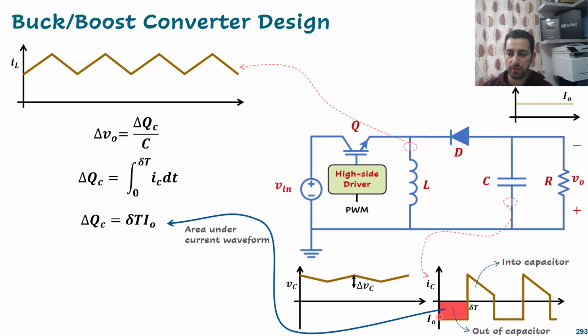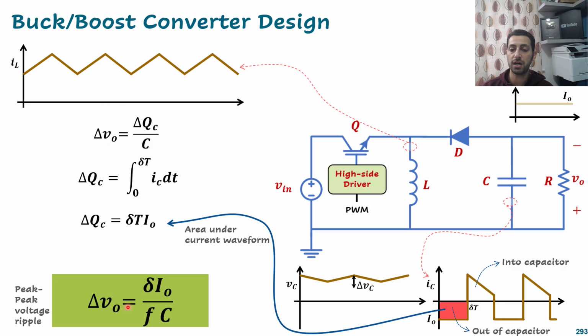The distance between there and there is I output. The distance between that point and that point is delta t, and that's why this is the area: delta t multiplied by I output. I can use that equation to compute delta V output, which is delta t times I output divided by C, or I output divided by FC. So if we increase the frequency or increase the capacitance, we will get lower ripple at the output.